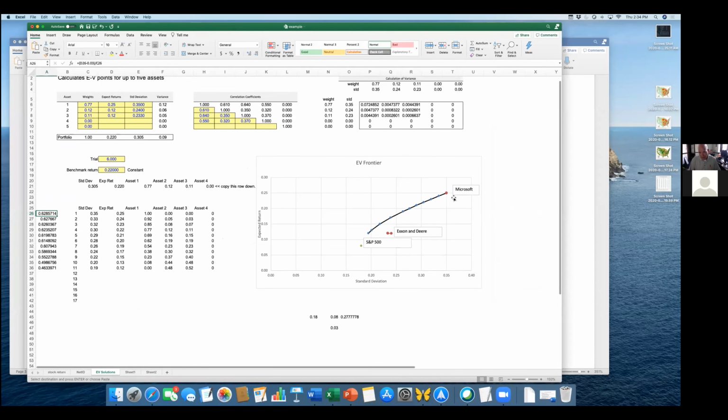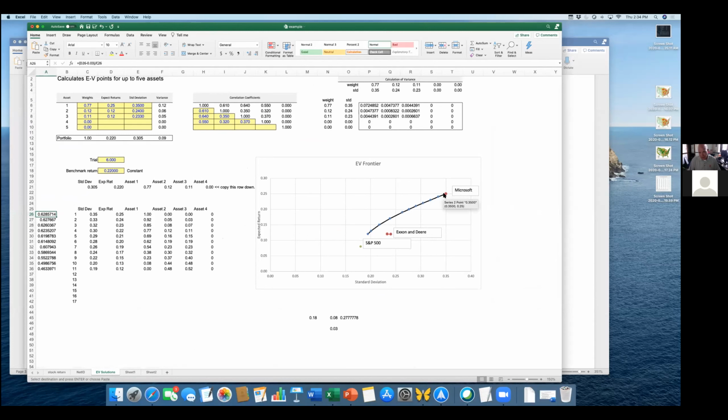Okay, Exxon is at the top. It has an expected return of 0.25 and a standard deviation of 0.35. Here is Exxon and Deere, and I just derived our EV frontier from here on down, and there's the EV frontier. Now, if I asked you to do that, let me just show you some of the things that you could have done.